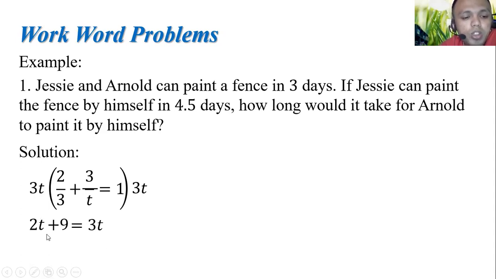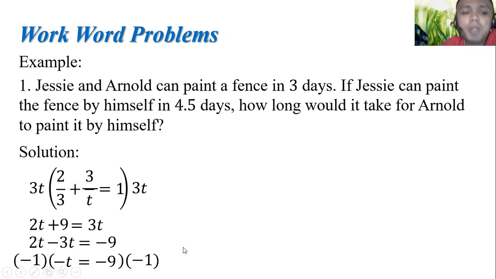Then transpose 3T to the other side, we have 2T minus 3T. Then transpose 9 to the other side, we have negative 9. 2T minus 3T is equal to negative T, and negative T is equal to negative 9. Then multiply both sides by negative 1.